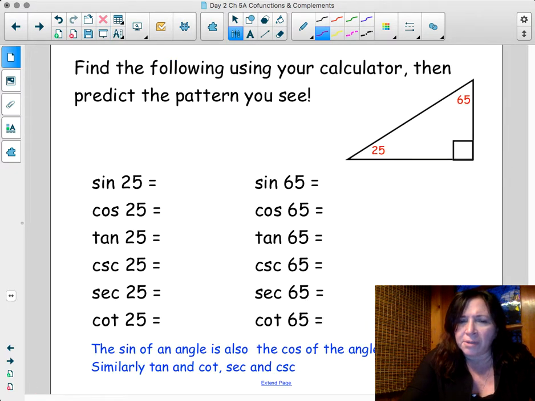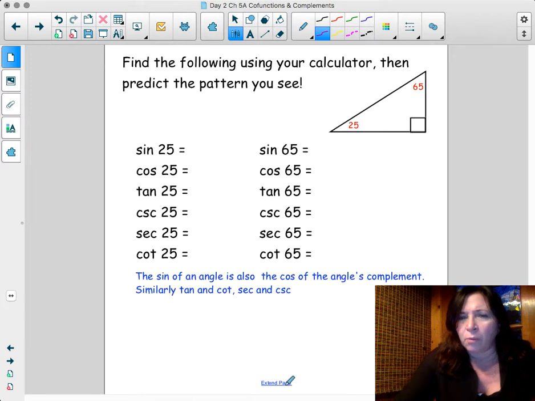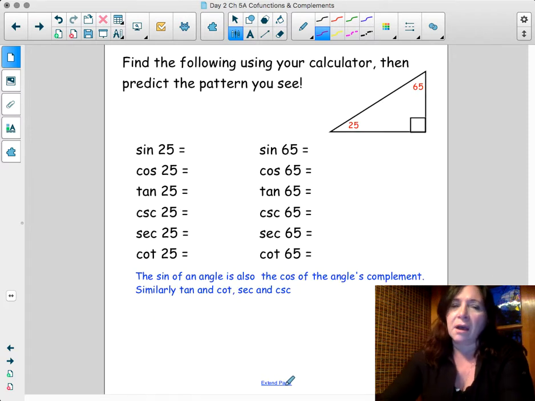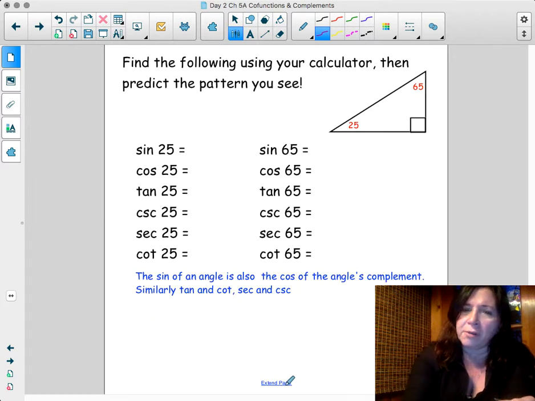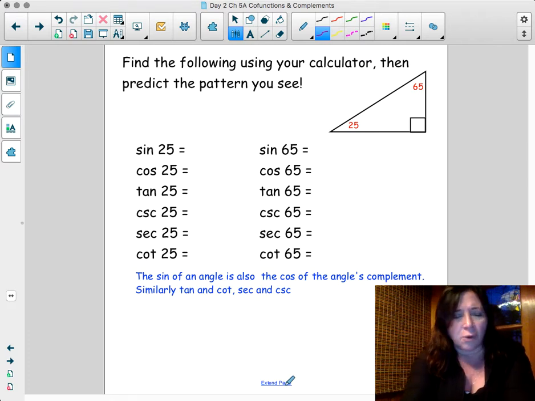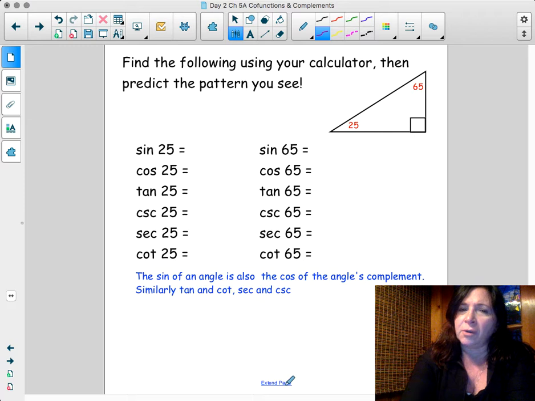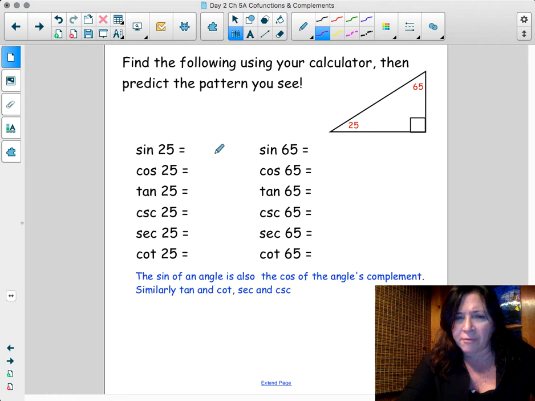So what we're going to be talking about right now are what we call cofunctions. For this part of the video, you're going to need to use a calculator. So what I'd like you to do is to pause the video and work out what sine of 25 degrees is, cosine of 25, and I want you to work out all of these values. You're going to use your calculator, depending on which one you have, and figure out what these values are. Please round to 4 decimal places.